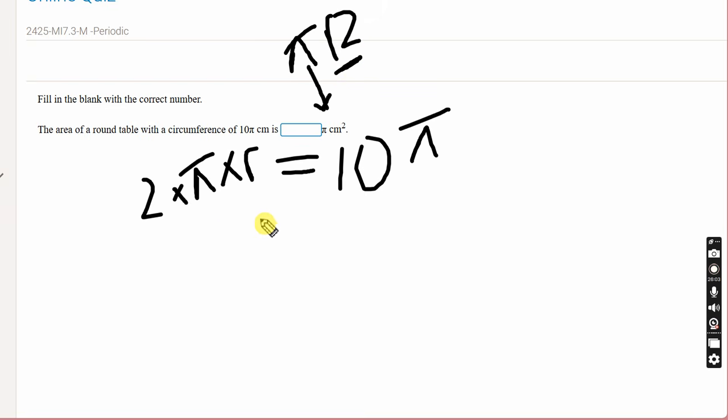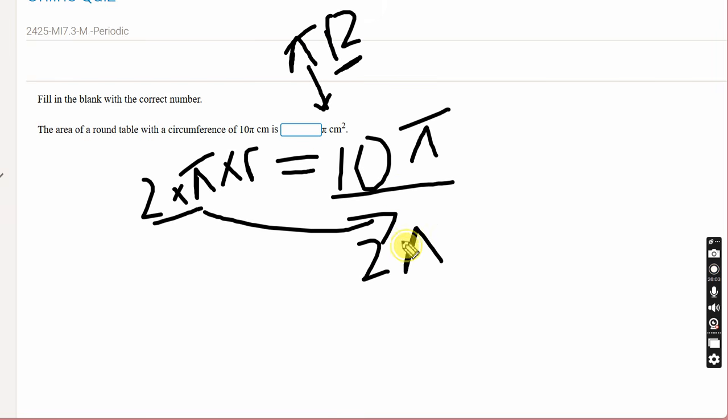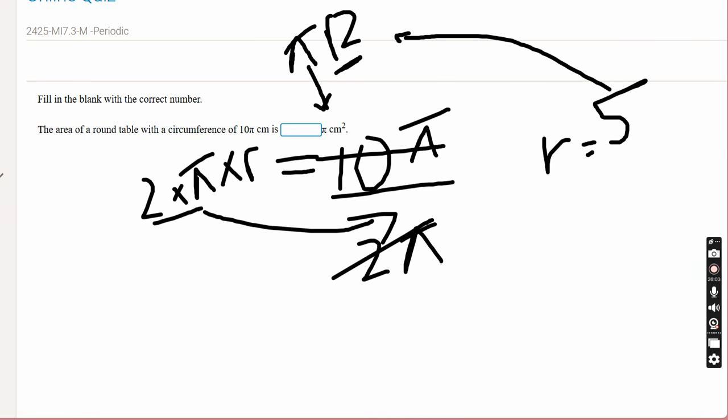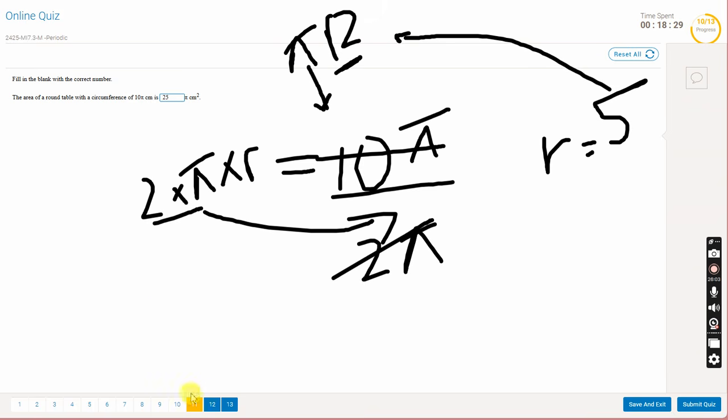So what is 2 pi r? You will find the radius. So 2 pi is here. You'll bring it down here and divide it by 2 pi. What is the radius now? These two, you'll simplify it. You'll get r as 5. You'll put this 5 in the area equation, which is 5 times 5, 25. Just write here 25 and there you go. You're done.